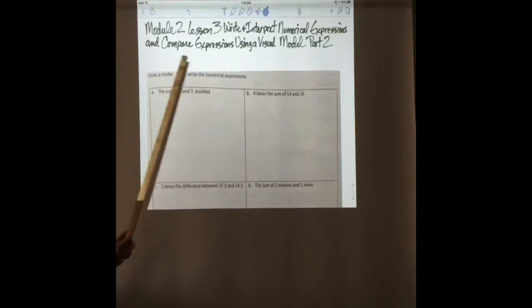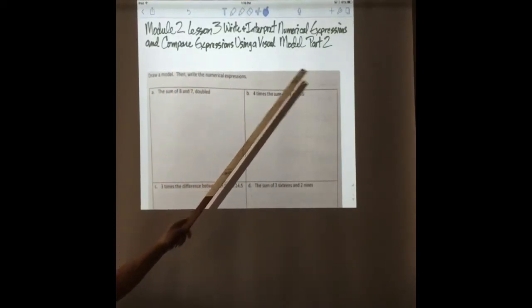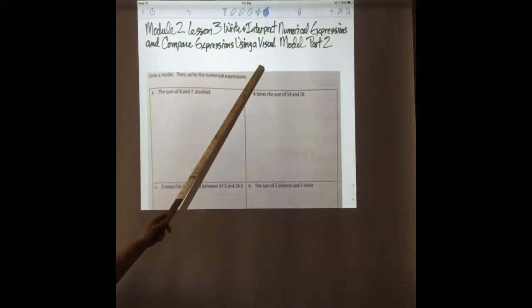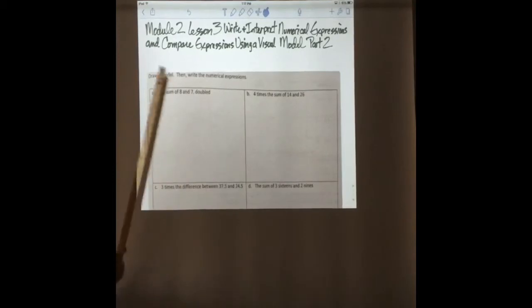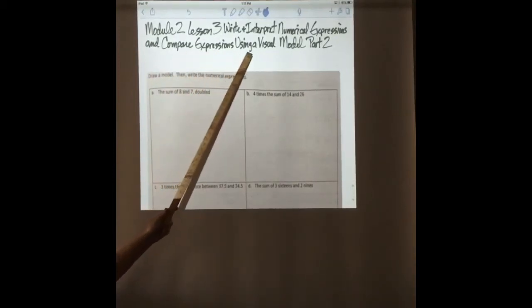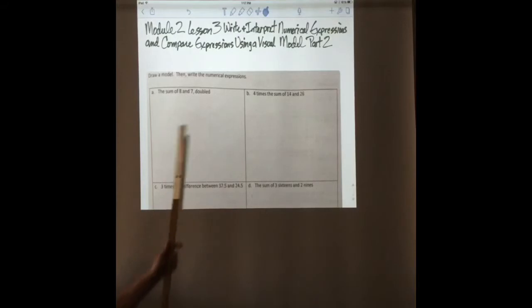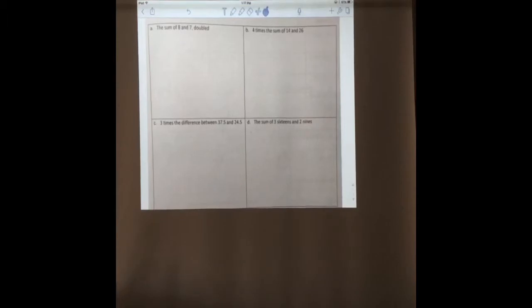Today we're going to do part 2 of yesterday's lesson, which was module 2, lesson 3, write and interpret numerical expressions and compare expressions using a visual model. I took a couple of pictures of the math book, as you can see here. So I'm just going to slip that up here and we'll get started, shall we?